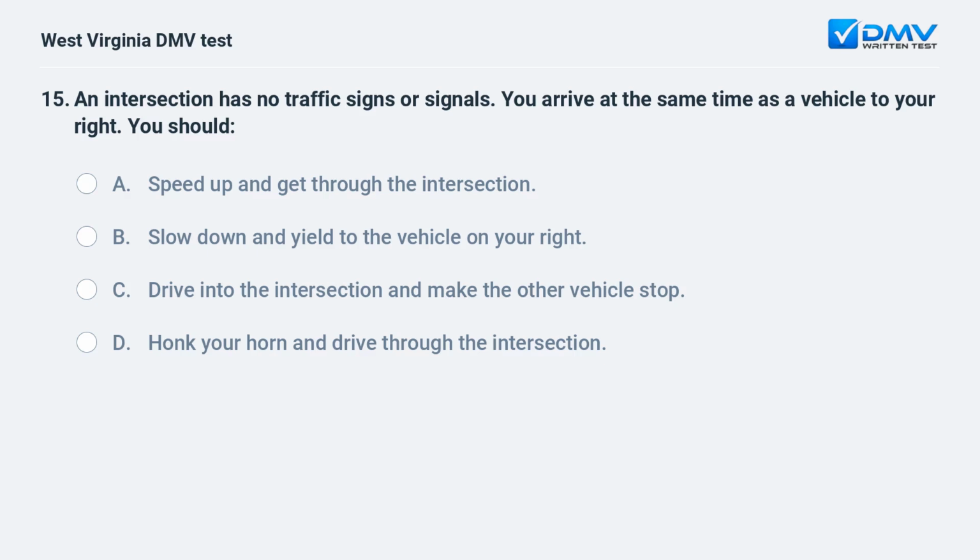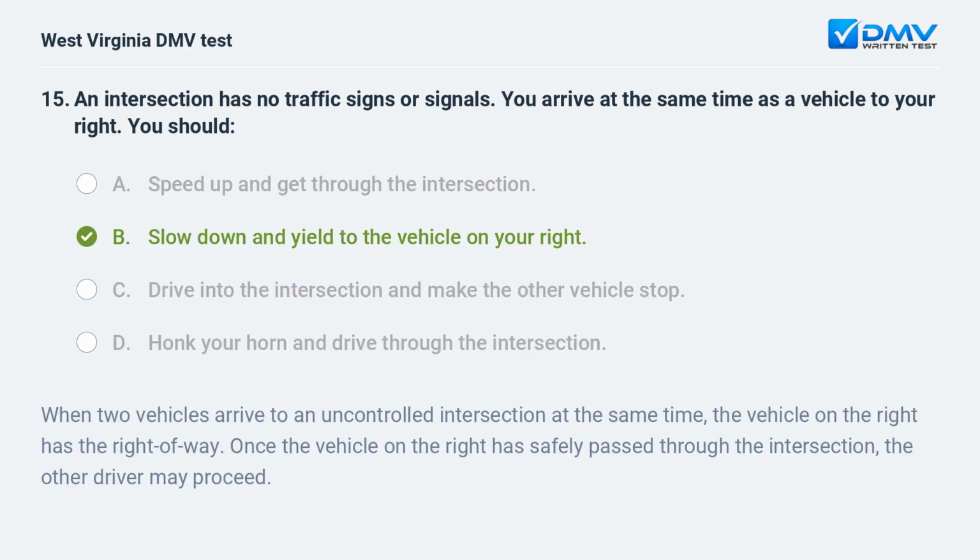An intersection has no traffic signs or signals. You arrive at the same time as a vehicle to your right. You should: a. Speed up and get through the intersection. b. Slow down and yield to the vehicle on your right. c. Drive into the intersection and make the other vehicle stop. d. Honk your horn and drive through the intersection. b. Slow down and yield to the vehicle on your right.